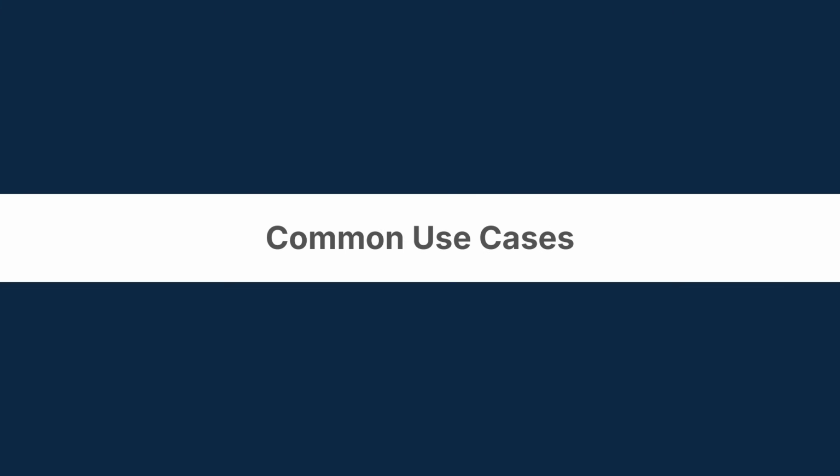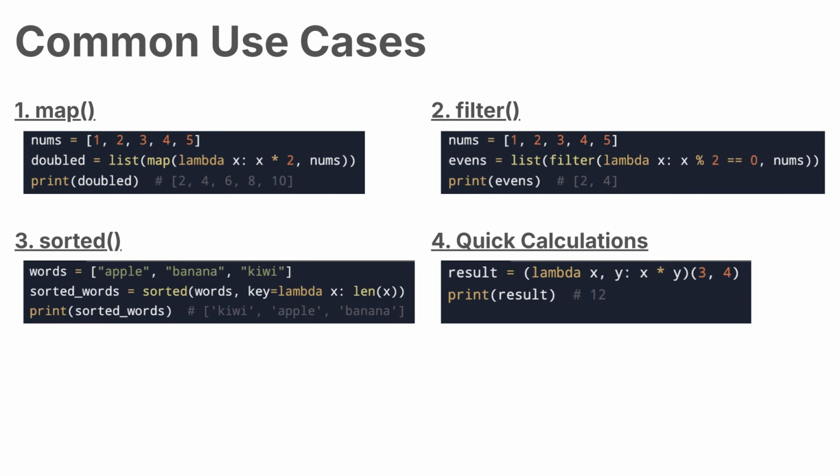Common use cases. This slide shows some of the most common ways to use Lambda functions in Python. Let's start from the top left. The first example uses map. This function applies a small operation to every item in a list. Here, the Lambda function is used to multiply each number by 2. It's an easy way to transform all the elements without writing a full loop.